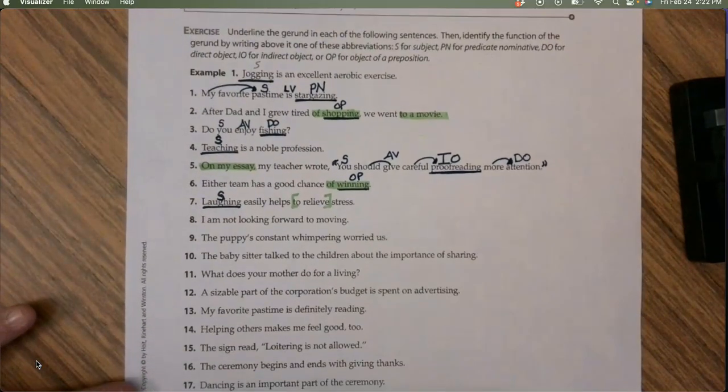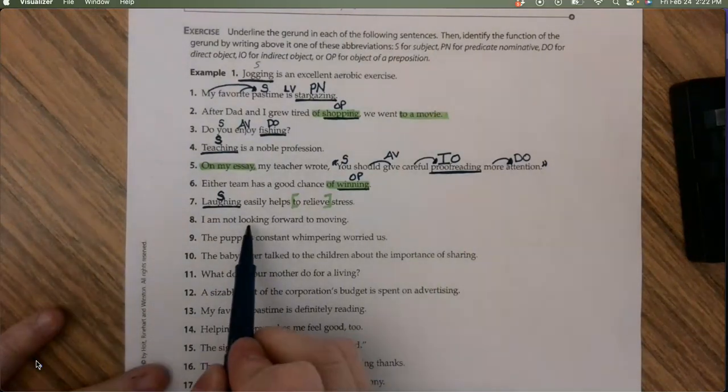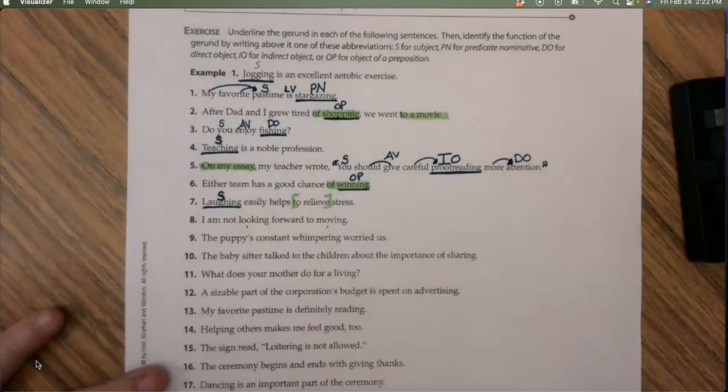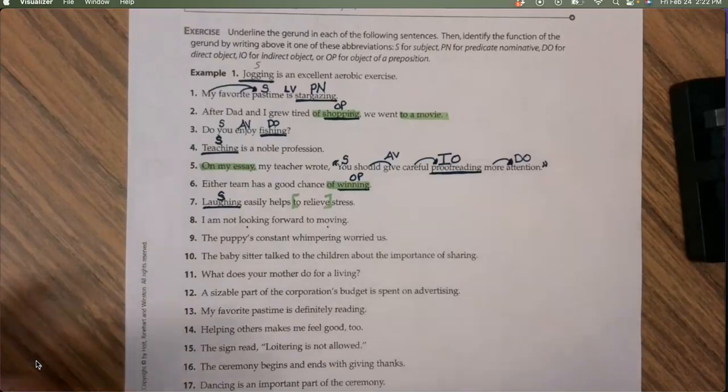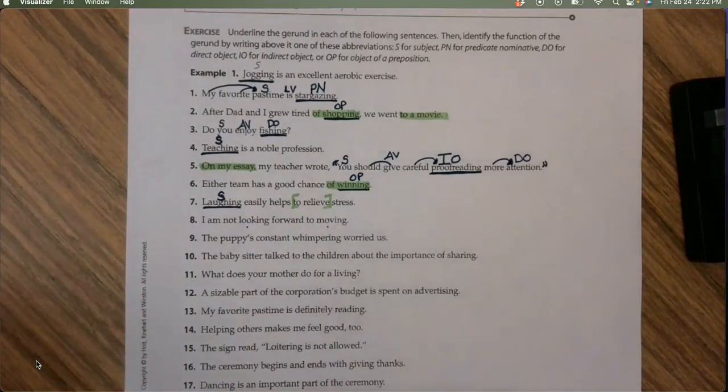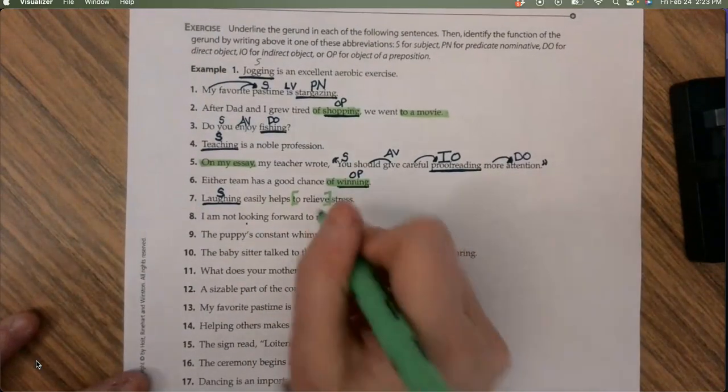Number 8, I am not looking forward to moving. Now in this sentence, I see 2 verbs. I see looking and moving. Only one of them is a gerund. So I need to think a little bit more about this one. I'm not going to make a decision quite yet. I'm going to go through and look for any prepositions or infinitives. Now I see to moving.